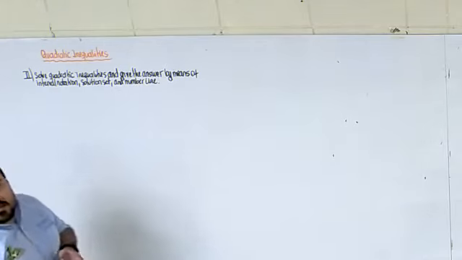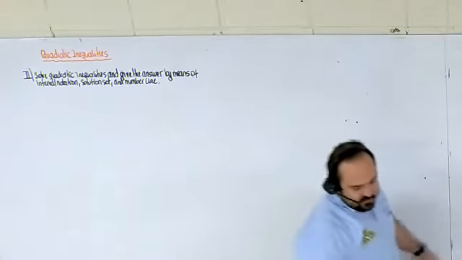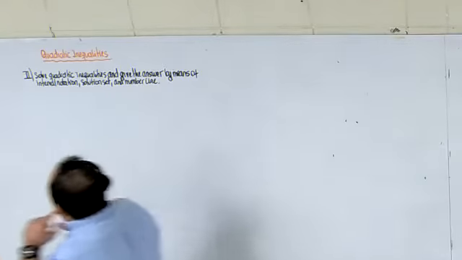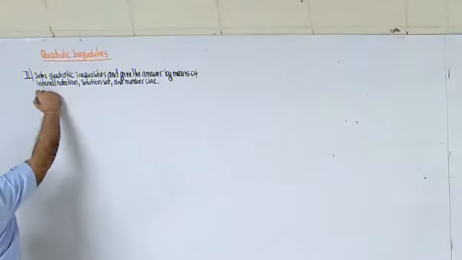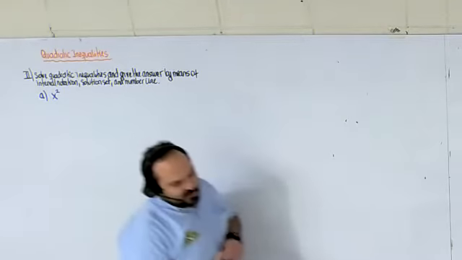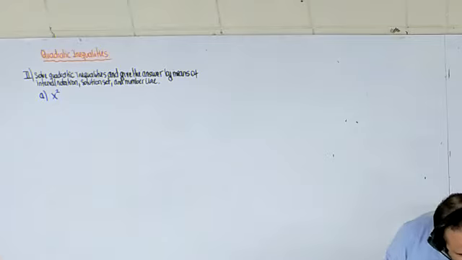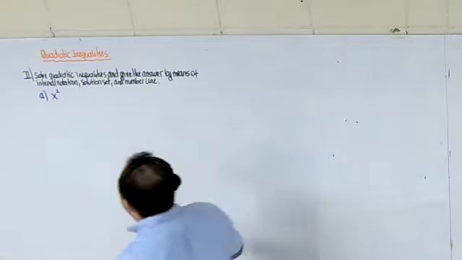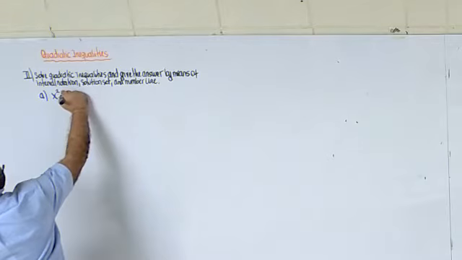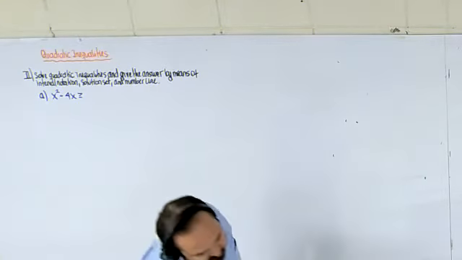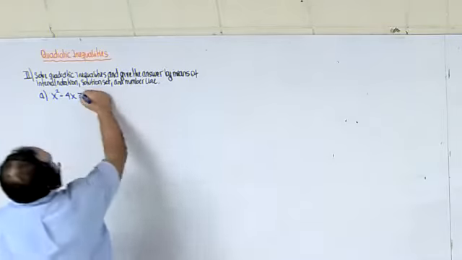Okay, let's go solve the inequality. For example, we have this inequality, letter A. Once again, in this case, it will be x squared minus 4x greater than or equal to -4.